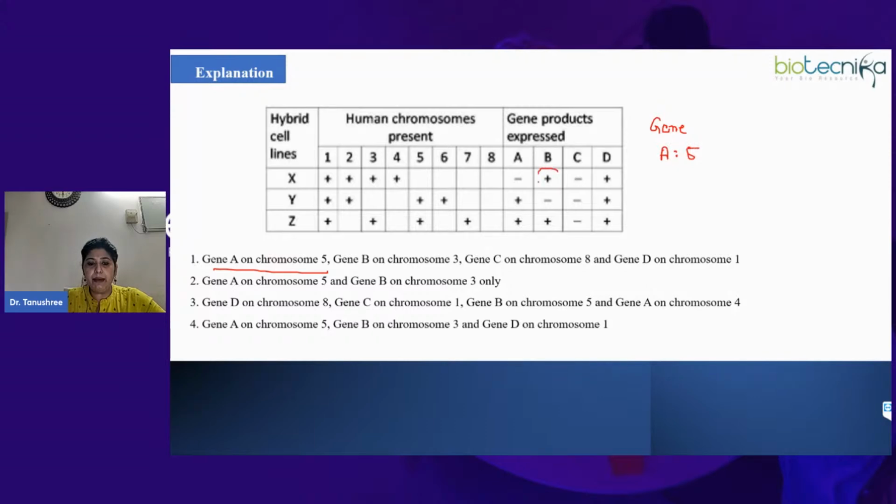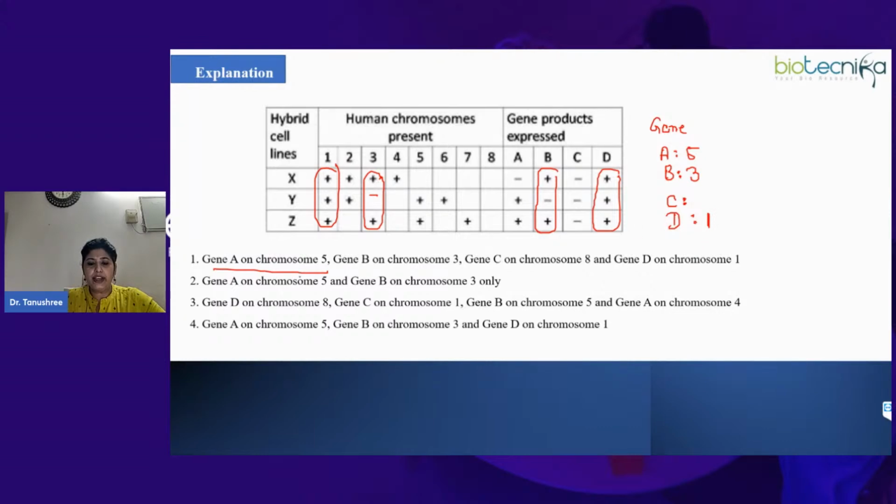Then if you see the B pattern here, plus, minus, plus, it is shown over here, plus, minus, plus. So B we can say is present on chromosome number 3. Then C we will take later. Let's talk about D. D is plus, plus, plus, so definitely it is on chromosome number 1, right?